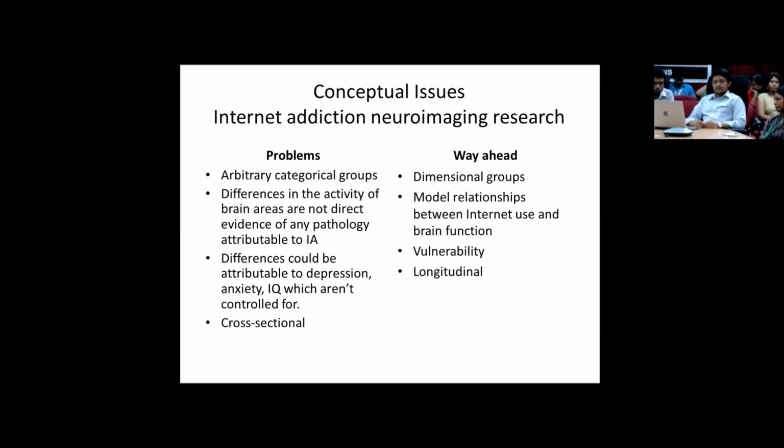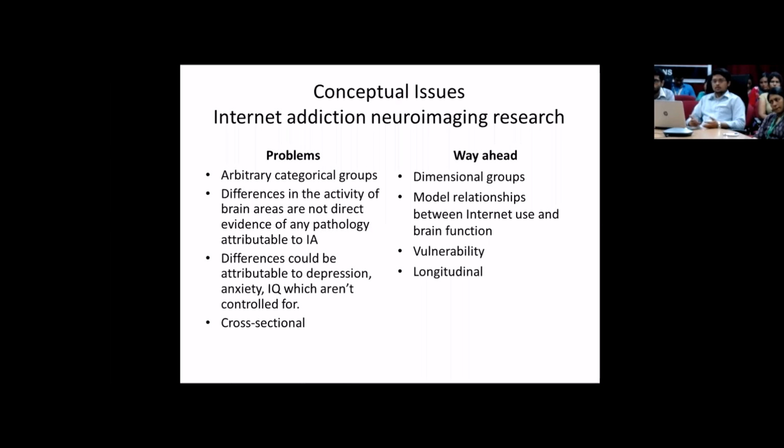So these are some conceptual issues I have with internet addiction research. Most of them arbitrarily categorize groups, based on various scales, into one internet addiction group and the control group. Whereas, as I said, there is no consensus among the diagnosis itself. So the categorical groups become invalid. Differences in activity of the brain areas are not enough to attribute a pathology which is attributable to the internet addiction, and hence we cannot justify at this level to say that internet addiction is a separate diagnosis.